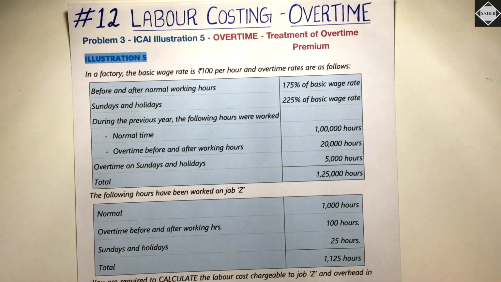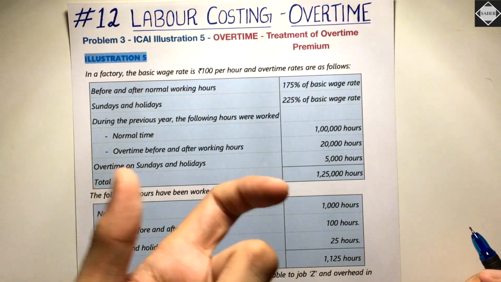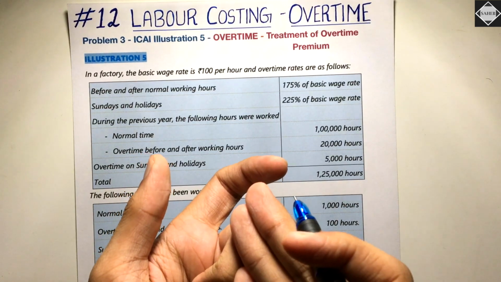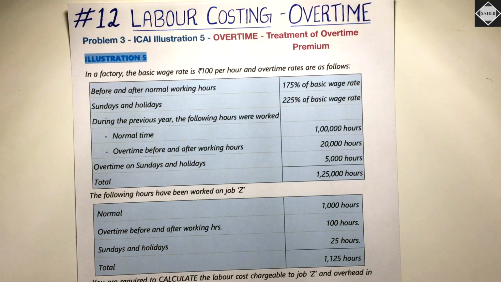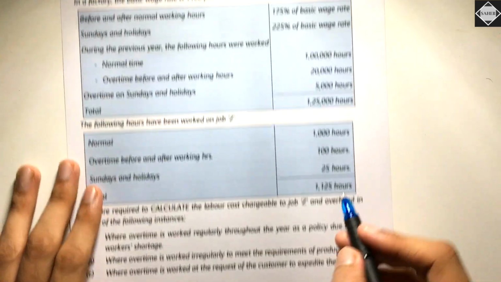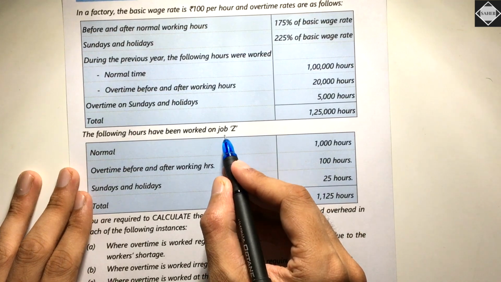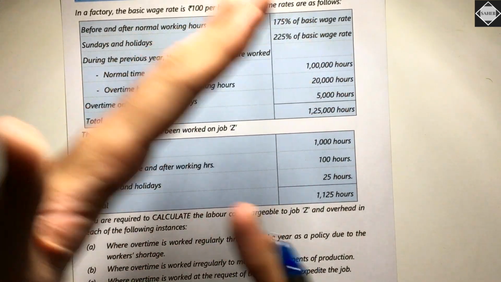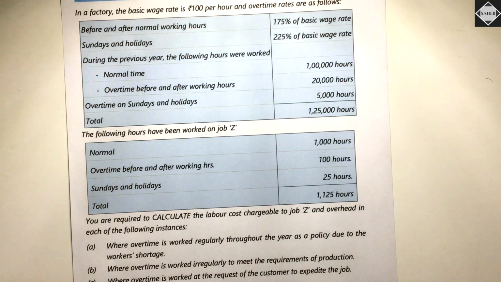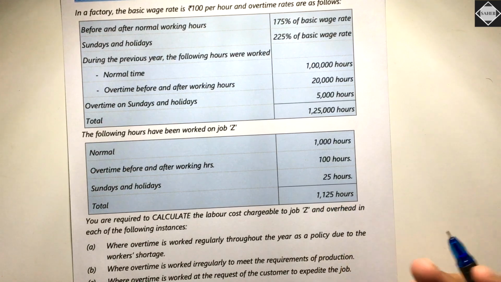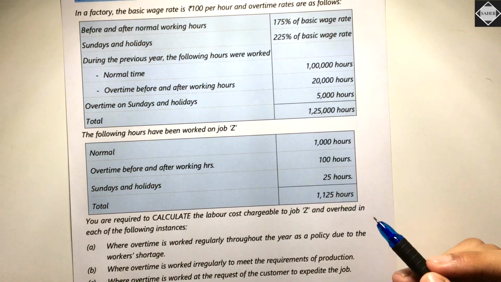If you do that, we'll get the wage rate, and we call this the average inflated wage rate because we have considered overtime in that, isn't it? That's why it will be inflated, it will be increased. Then that rate we multiply with 1,125, because these are the hours which have been worked on job Z, right? So in the job Z cost sheet, we take the direct wages as that rate into 1,125. Is it clear? Okay, so that's what we're going to do in the first case.